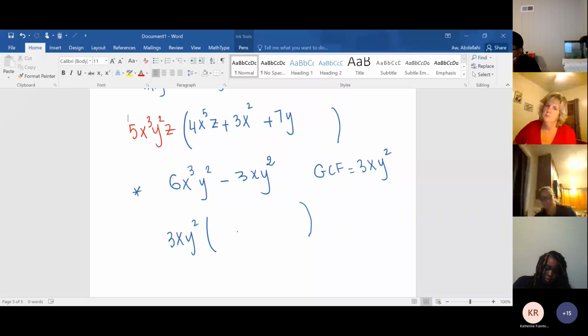So what's going to happen is when you divide by 3xy squared, and you divide 3xy squared, the first one gives you 2x squared. The second one now, how much is it going to give you? -1, thank you. When the two terms match exactly, you have one left.